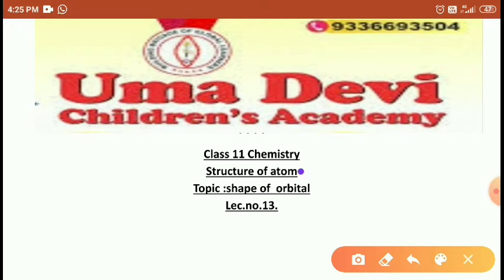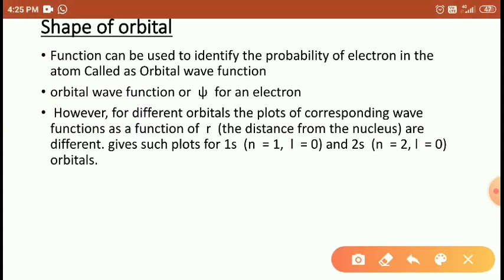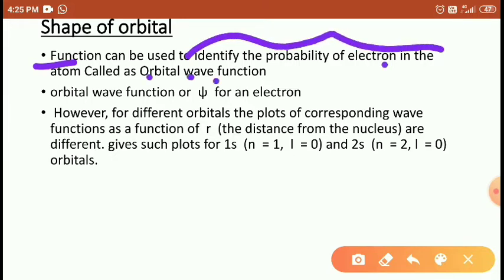We are discussing the chapter Structure of Atom. The topic is shape of the orbitals. In the shape of orbitals, students, we are using some mathematical functions to identify the probability of the electron in the atom. That is called orbital wave functions. Right, students? Orbital wave functions.